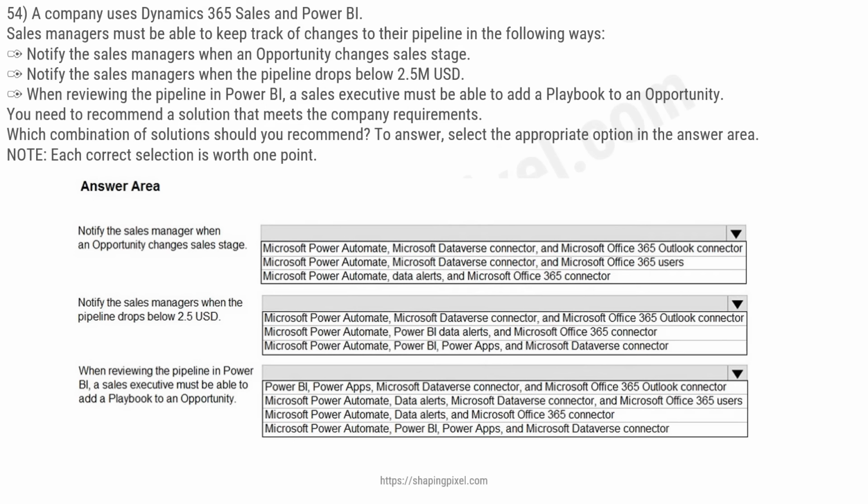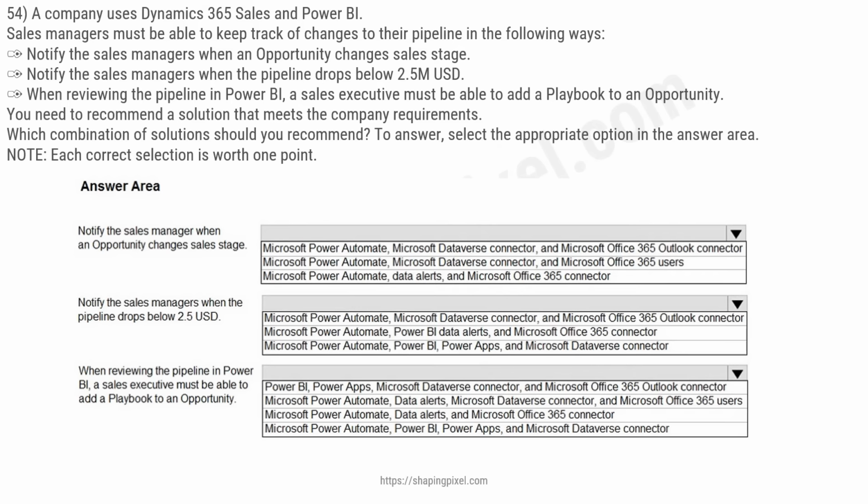Question number 54. A company uses Dynamics 365 Sales and Power BI. Sales managers must be able to keep track of changes to their pipeline in the following ways. Notify the sales managers when an opportunity changes sales stage. Notify the sales manager when pipeline drops below 2.5 million USD. When reviewing the pipeline in Power BI, a sales executive must be able to add a playbook to an opportunity.